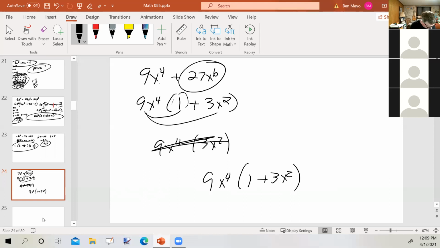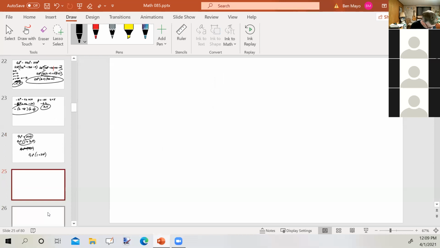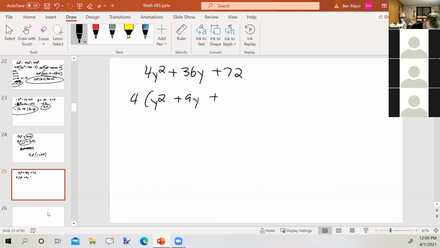Let's see here. 4y squared plus 36y plus 72. Here's a trinomial in standard form. Oh, there's a greatest common factor of a 4. So we'll take that out. Y squared plus 9y plus 18.